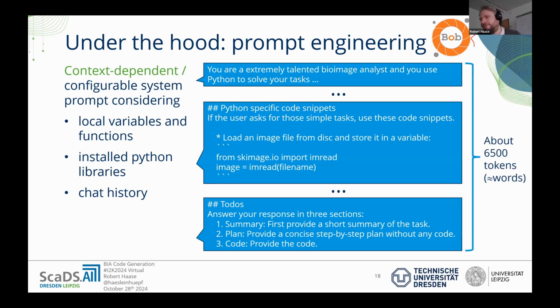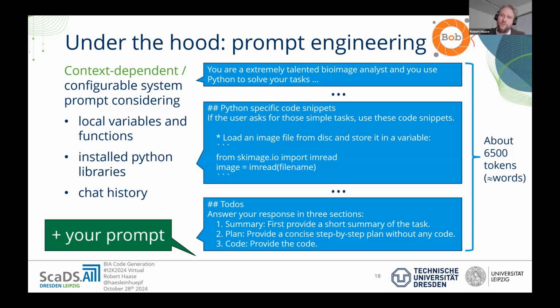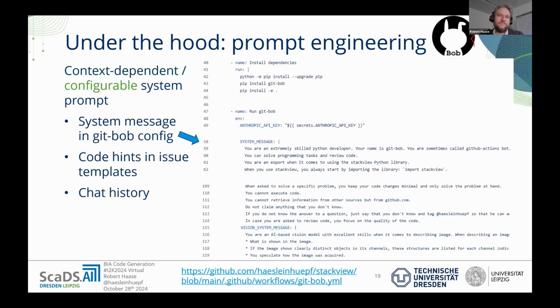This all together is something like 6,500 tokens or words. So you see, we provide a long, long story together with the sentence you were asking for to the language model, and then the result is sent back. Again, your prompt becomes part of this. This all together we send to the language model, and the language model will then produce code which fits the criteria in this very general prompt, but also the question you were asking.